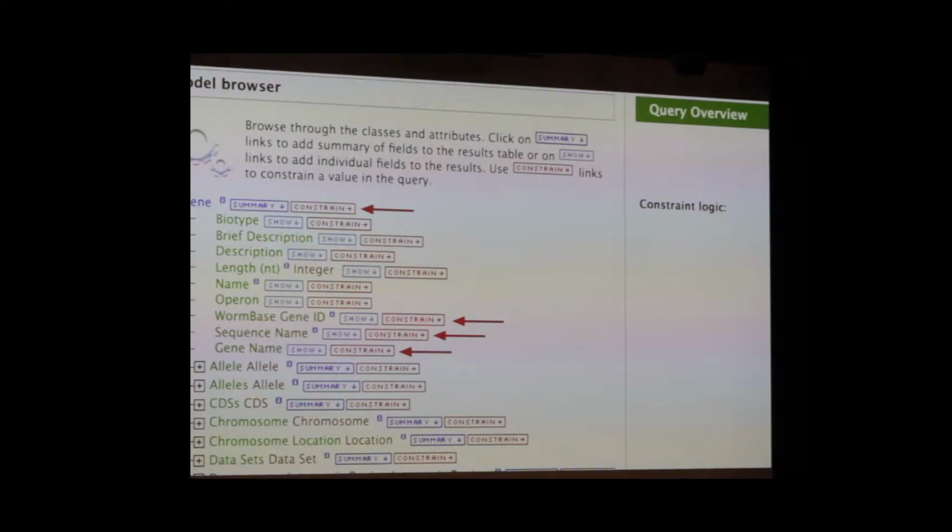And as I mentioned, there's a little plus sign here. It indicates you can expand that because that is its own object class in WormMine with its own attributes. So you could say, I want all C. elegans genes, and I want all of their alleles. Or I want all of the alleles and the phenotypes associated with them.